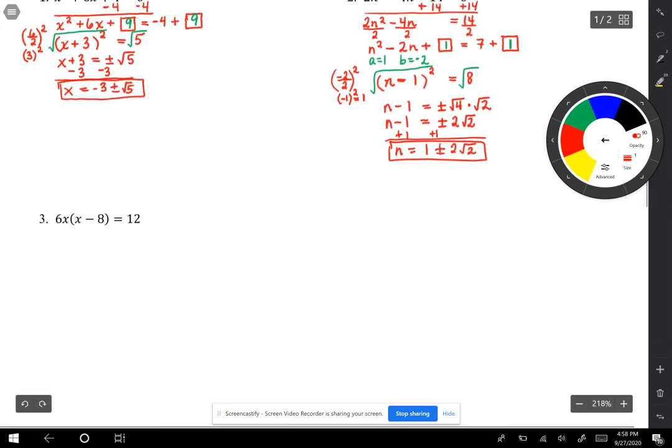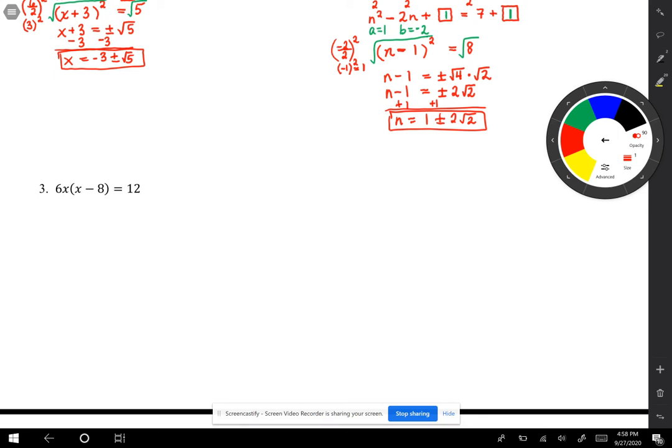Okay, let's do our last example. So this one is not written in standard form. So you're going to have to go ahead and you can go ahead and multiply, like use the distributive property, which is what most students would want to do. So let's just do that. So you're going to do 6x times x, which is 6x squared. And then 6x times negative 8 is negative 48x equals 12.